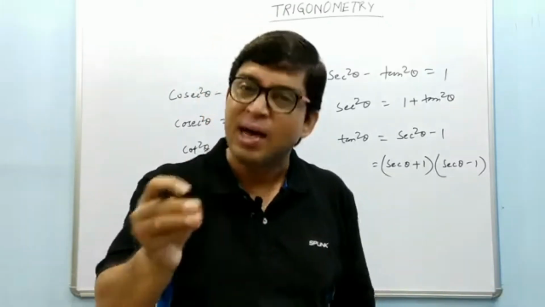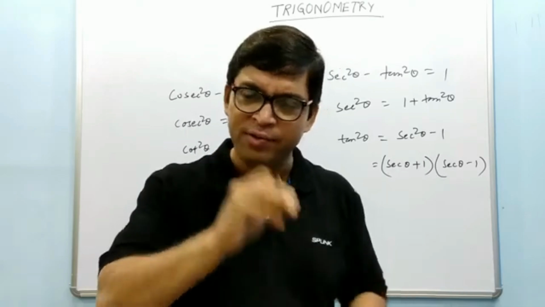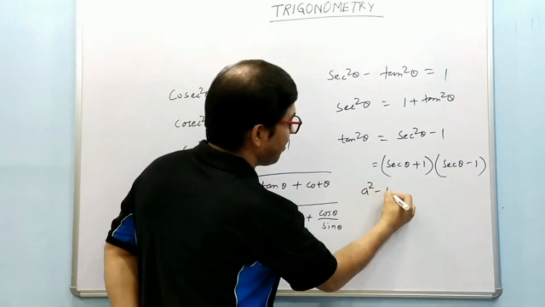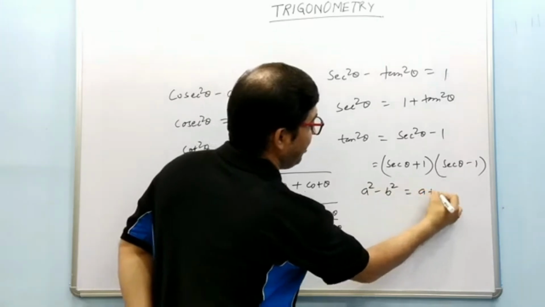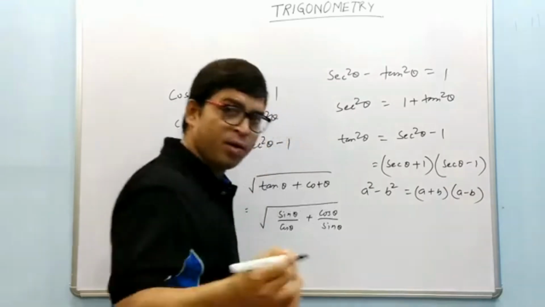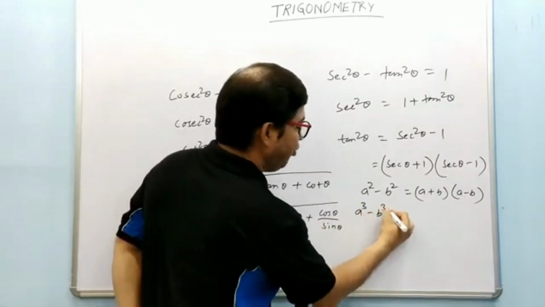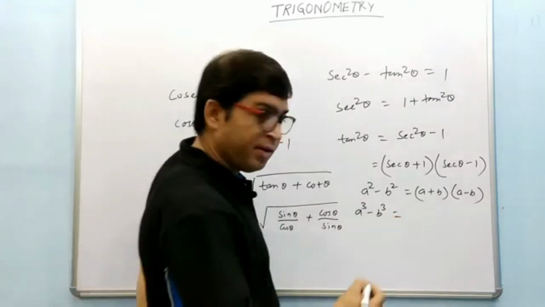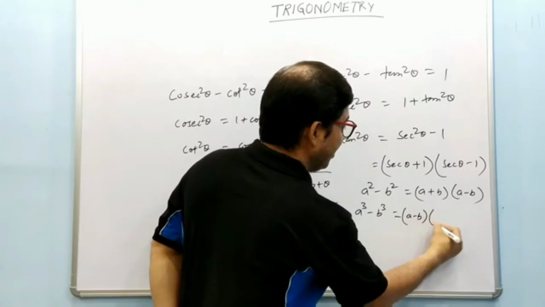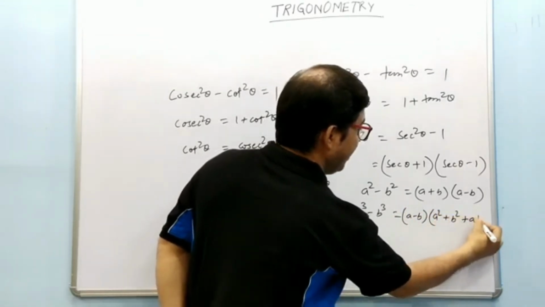Be careful. Some algebraic formulas are used. I'm just going for a revision of that. You know that a square minus b square is a plus b into a minus b. Somebody is writing a cube minus b cube. Can you tell me what that is? Yes, that is a minus b into a square plus b square plus ab.